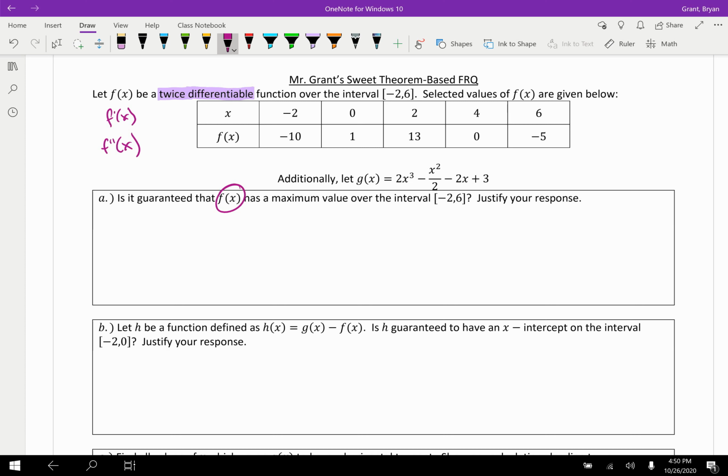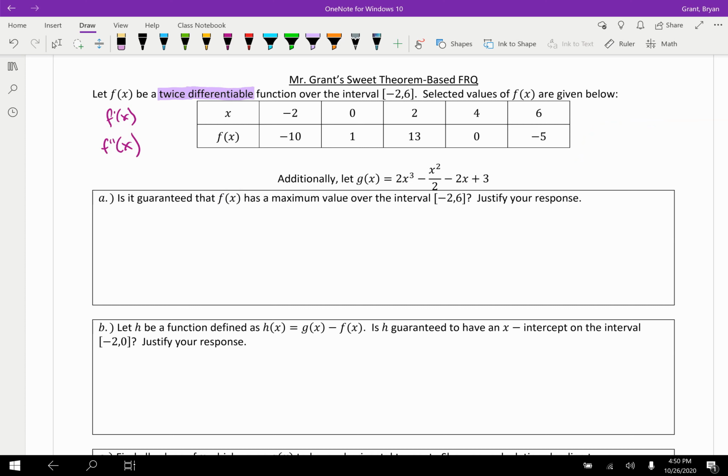Well, if something is differentiable, it means not only are there no sharp points on the graph, right? If my graph looked like that, that wouldn't be differentiable right here. But not only are there no sharp points, I think also our graph is continuous, isn't it? I think one of the criteria to be differentiable is that your graph has to be continuous. So as soon as they tell us that f is twice differentiable, then we know that f is also continuous. But guess what? The graders don't.